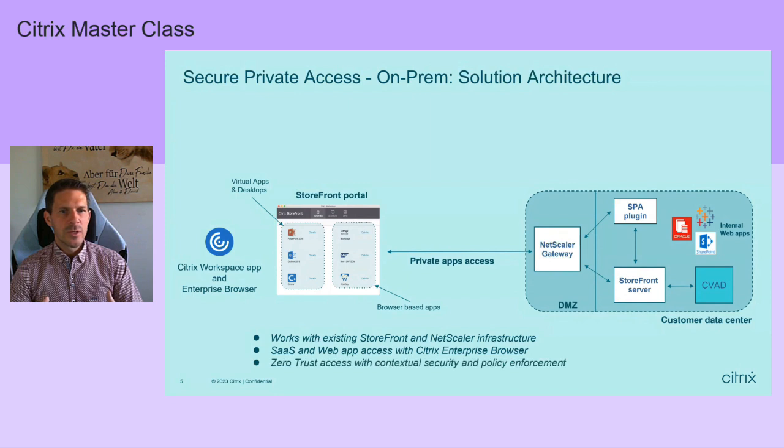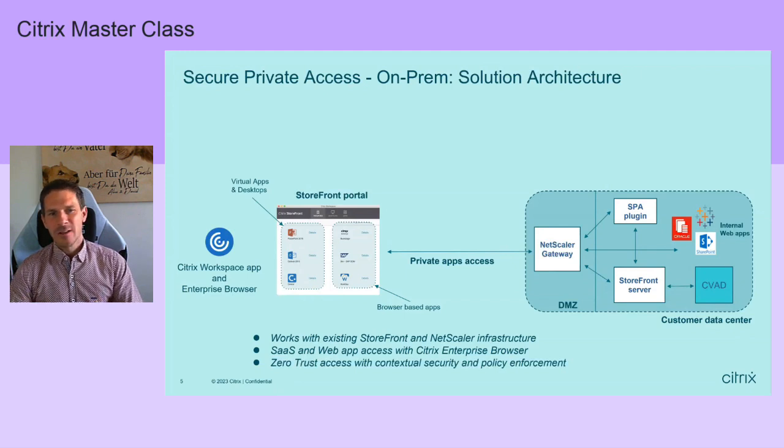So now the user starts the internal SharePoint web app. Because it's a web app, Citrix Enterprise Browser opens and connects to the NetScaler Gateway. The NetScaler Gateway dynamically verifies the user is authorized and grants or denies access. In our case, the user is authorized to access the application. NetScaler Gateway passes the user's web request to the SharePoint server and provides single sign-on. Citrix Enterprise Browser does the last mile security, displays a watermark, restricts copy and paste, and more, based on the configured SPA app access policy.